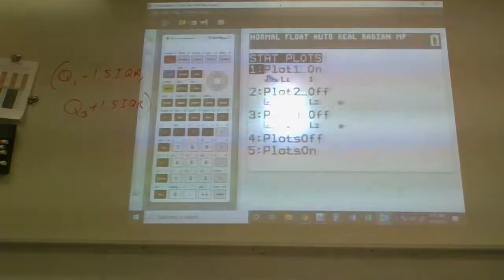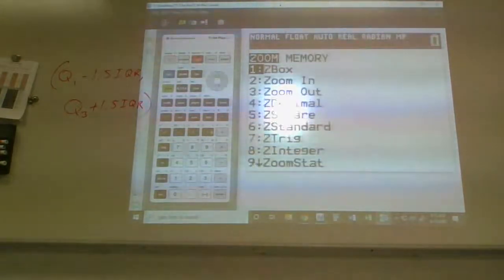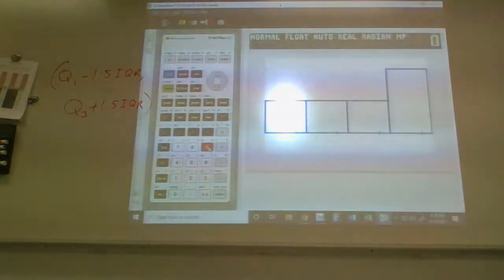Let's just take a look at the scatter plot real quick. Now, it's not perfectly normal, but it does look a bit more uniform.